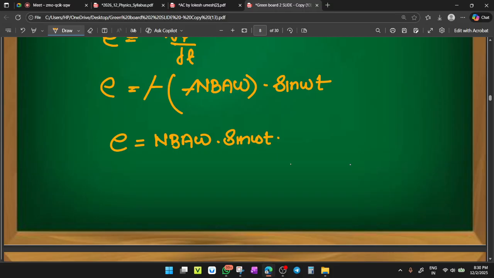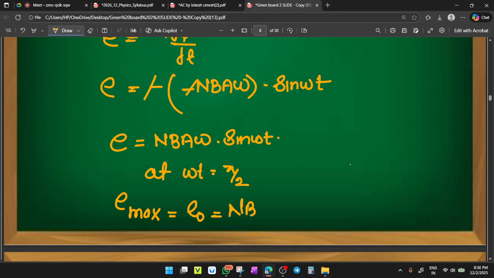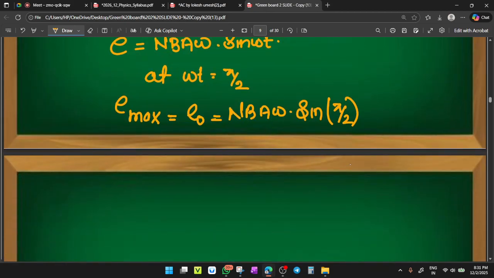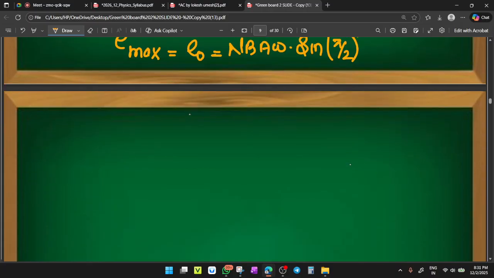Okay. At omega t equals pi by 2, your E will be maximum. E will be maximum, that is called E naught. And E naught equals what? n B A omega sin omega t. In place of omega t, you can place pi by 2. Now sin pi by 2 equals sin 90, which gives the value 1. So E naught becomes n B A omega.